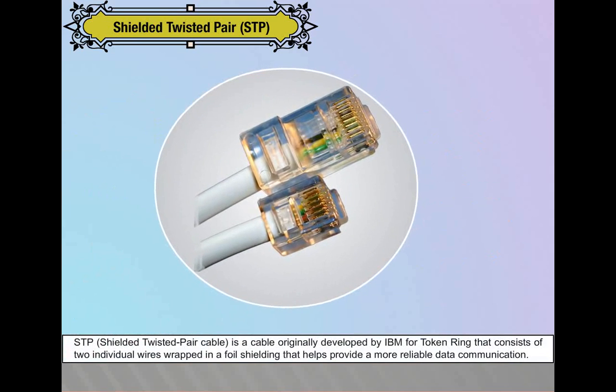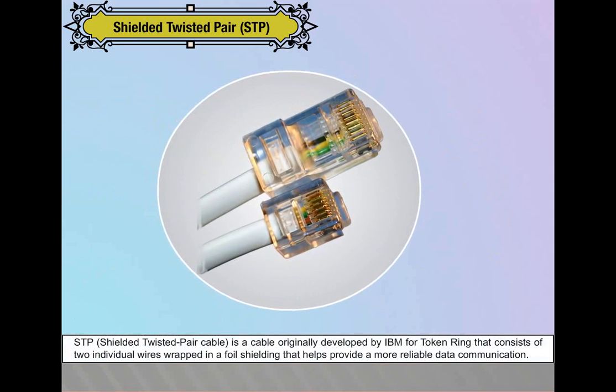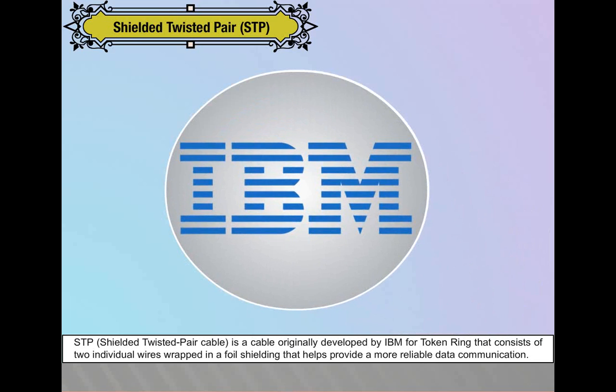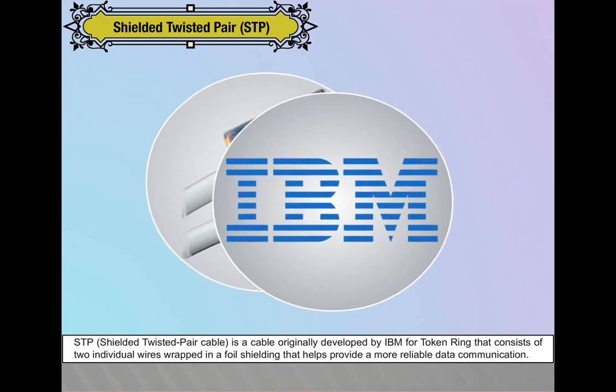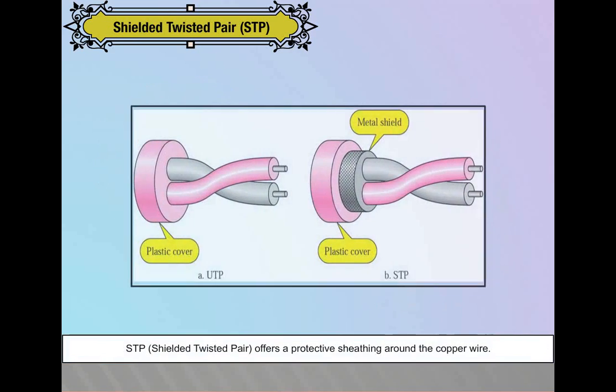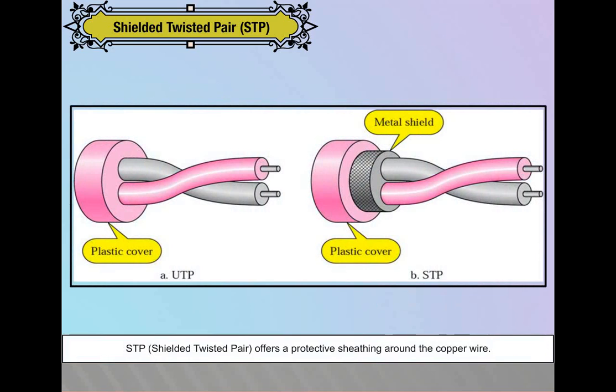STP Shielded Twisted Pair Cable is a cable originally developed by IBM for token ring that consists of 2 individual wires wrapped in a foil shielding that helps to provide a more reliable data communication. STP, Shielded Twisted Pair, offers a protective sheathing around the copper wire.